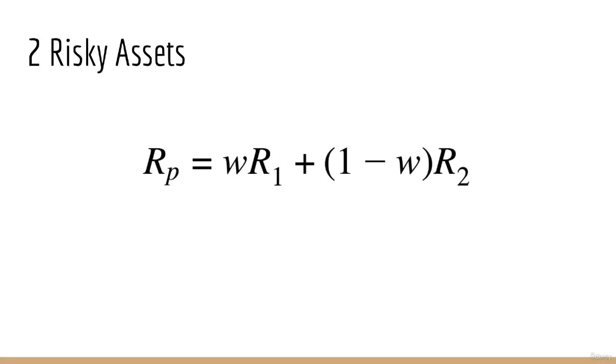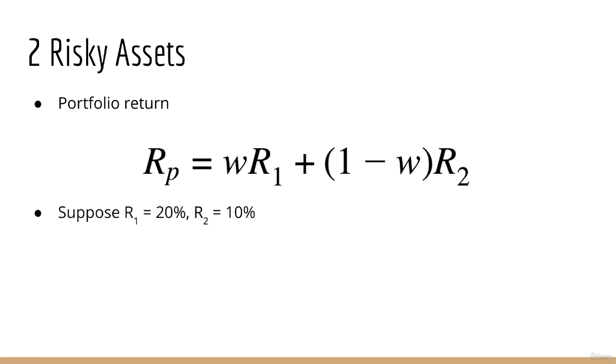To understand how we might calculate these, let's start with the simplest case where we only have two assets to consider. In this case, we only need a single weight to describe the portfolio. The other weight can just be 1 minus the first weight. Okay, so in this case, what is the return of the portfolio? The return of the portfolio, let's call that R sub P, is equal to W times R1 plus 1 minus W times R2. Let's make sure that this makes sense.